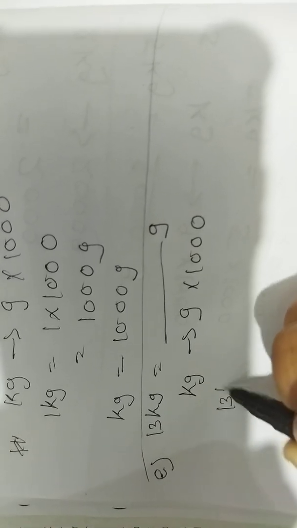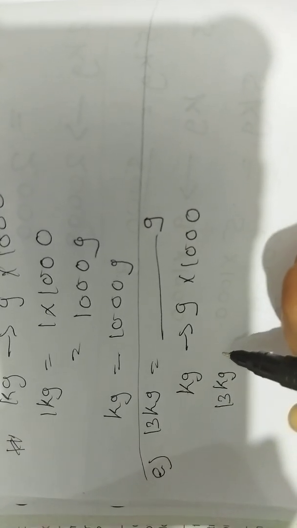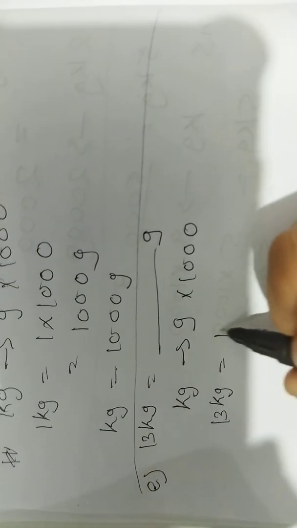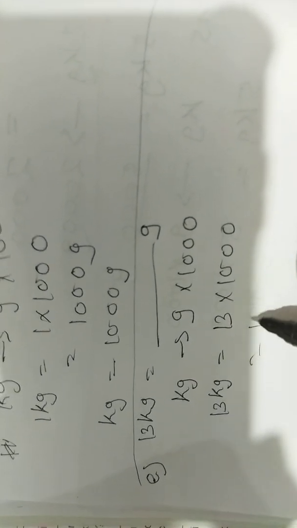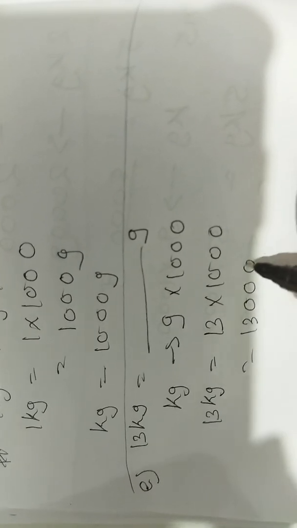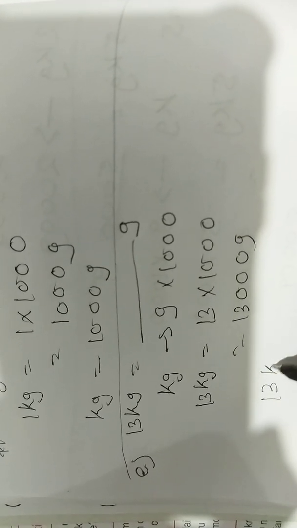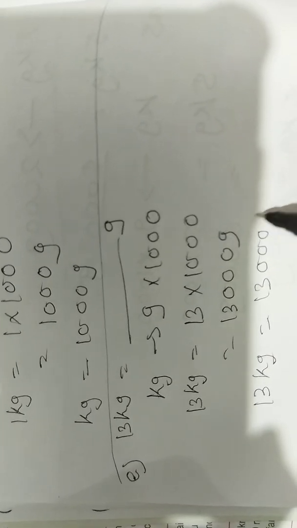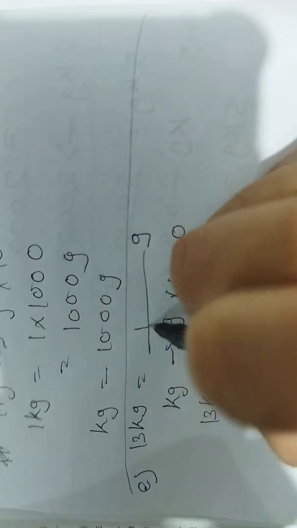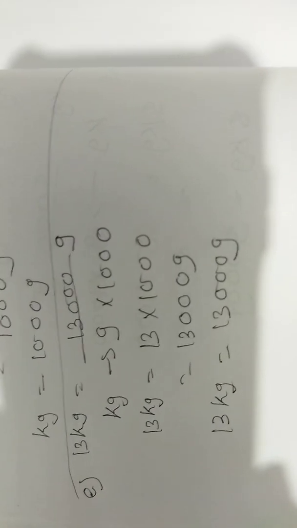Now 13 kg is equal to 13 into 1000. Answer is 13,000 grams. So 13 kg is equal to 13,000 grams. We have to write here 13,000. Now look at these sums, everyone, and write it down in your notebook. I'll give you 1 minute. You have to complete your work.